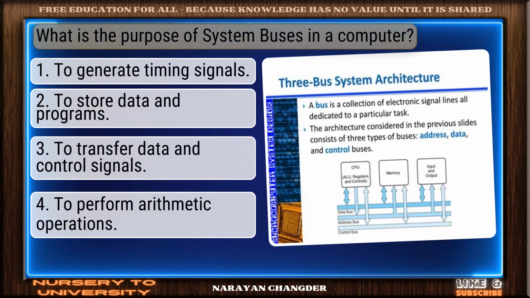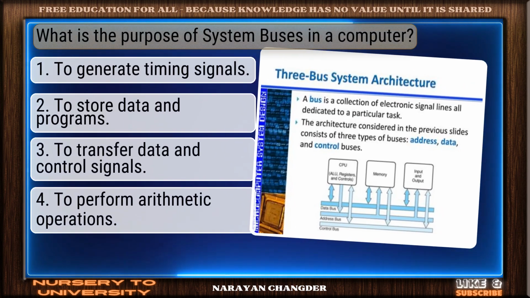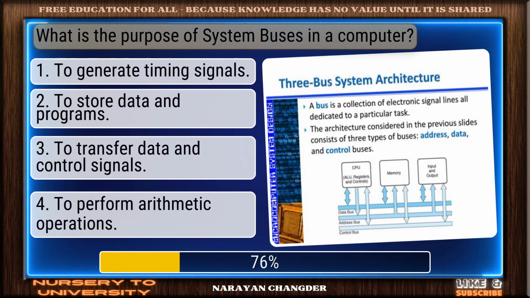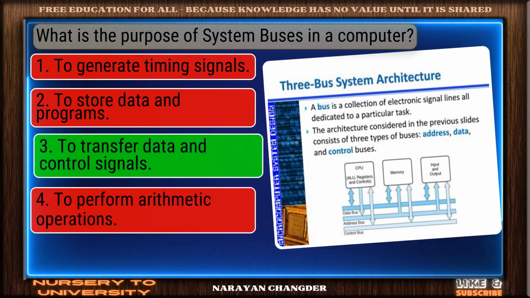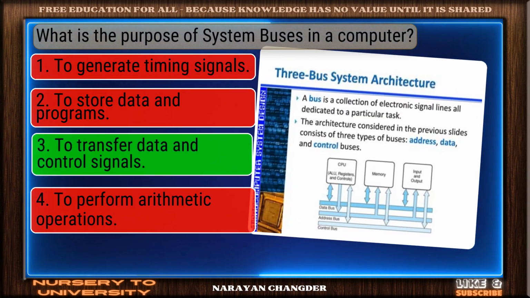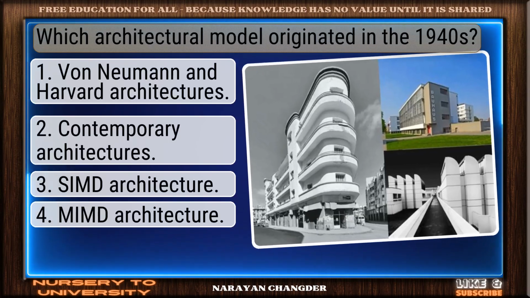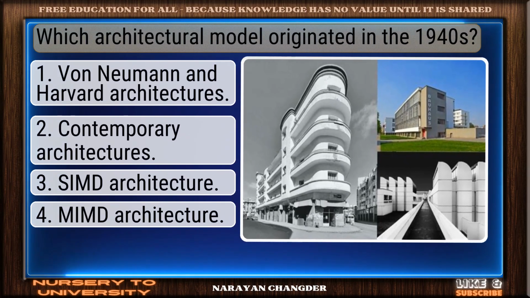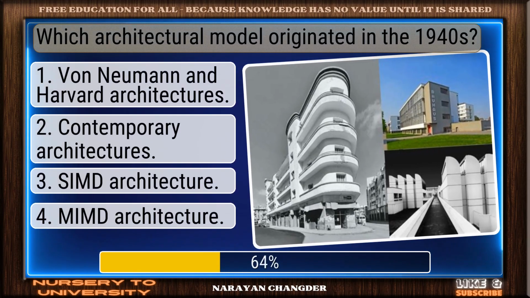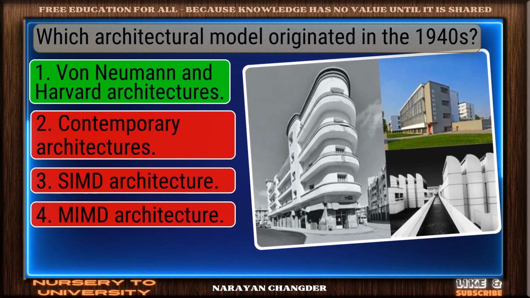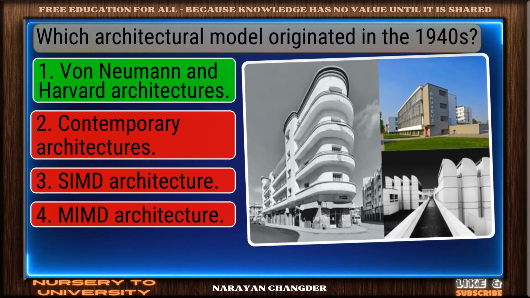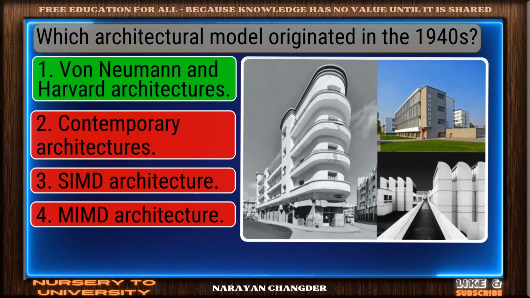Question number 3. What is the purpose of system buses in a computer? Perfect. To transfer data and control signals is the correct choice. Question number 4. Which architectural model originated in the 1940s? Great thinking. Von Neumann and Harvard architectures is the right choice.